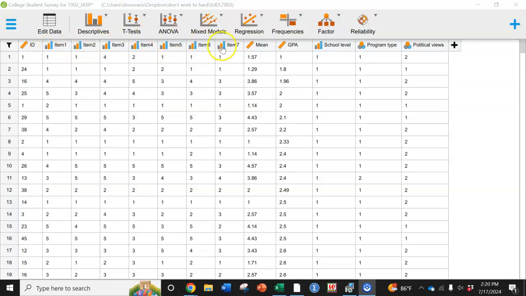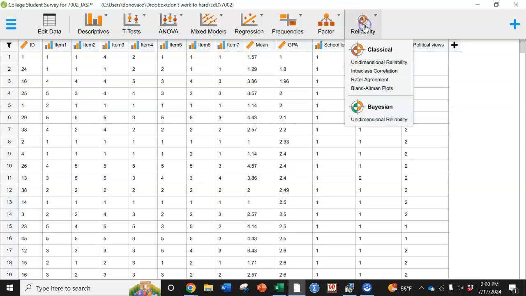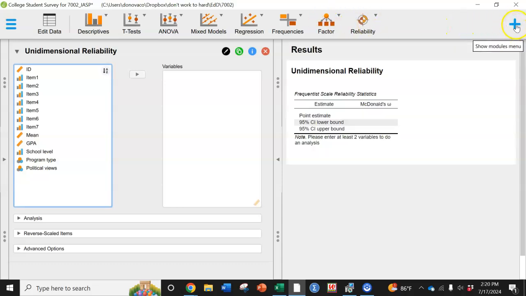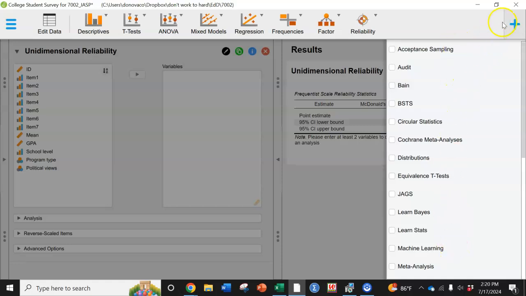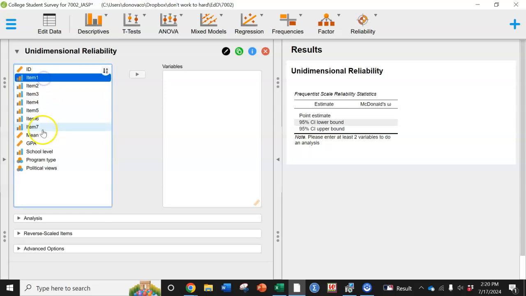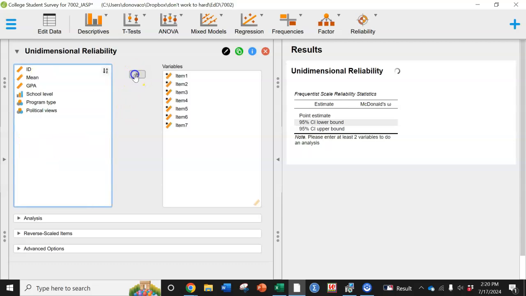We know that these items are all about similar things, but there's a couple of things that either we need to do or we need somebody else to do in a measure validation to ensure that these items are all about the same thing. So the first thing that I want to do is reliability. If you don't have factor and reliability, you just have to go to this add button, add them in over here, and then you'll have these options in JASP. So I'm just going to put in the first 7 items.